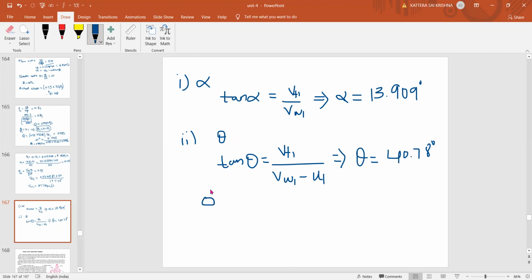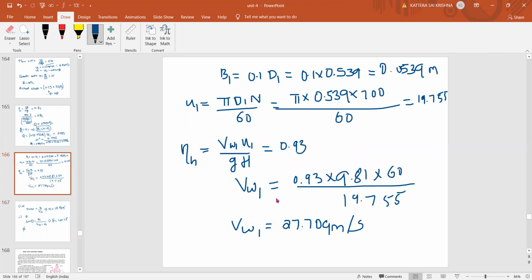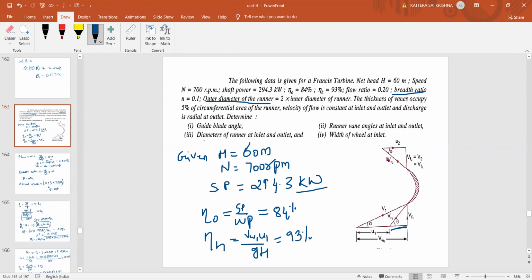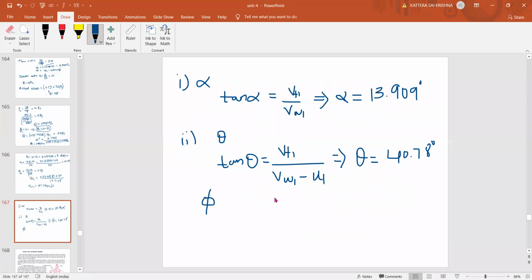Next, similarly, you need to find the vane angle at the outlet. So phi you can find. From the outlet triangle, tan phi equal to opposite, that is VF2, by adjacent, U2. So tan phi equal to VF2 by U2. From this you can find phi.